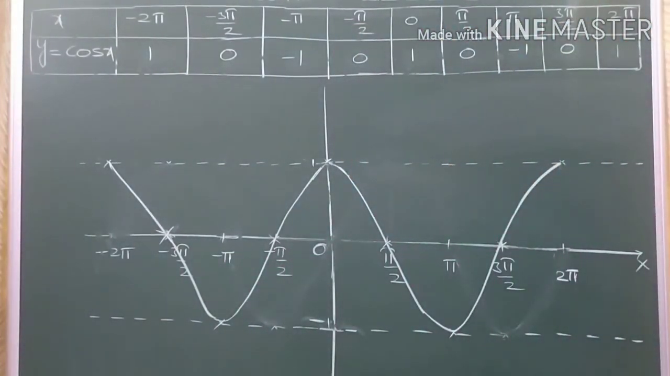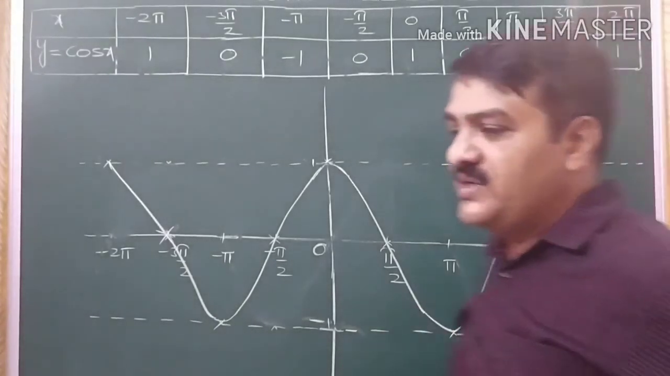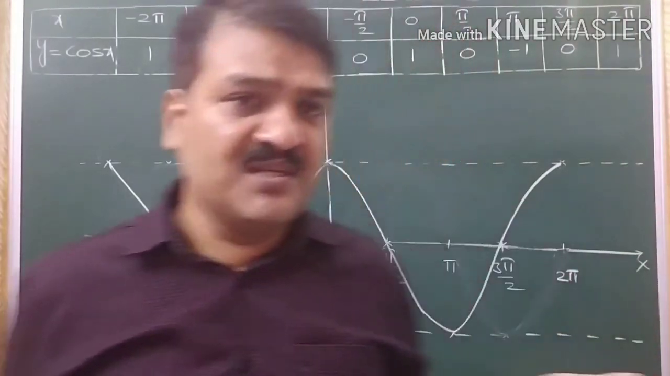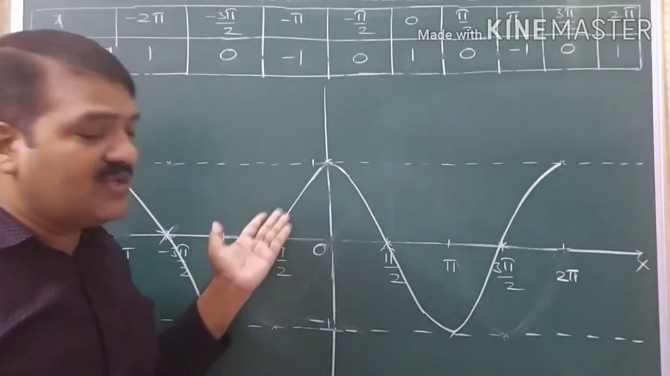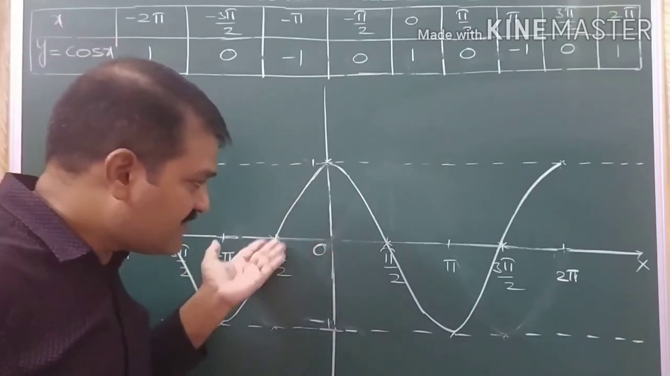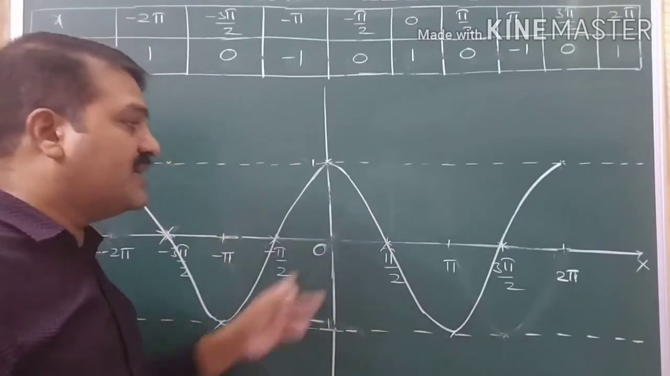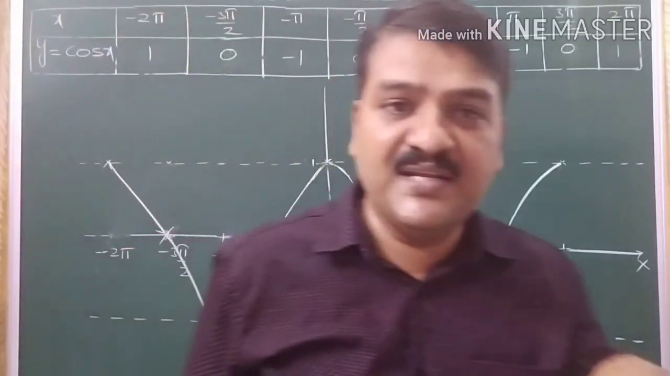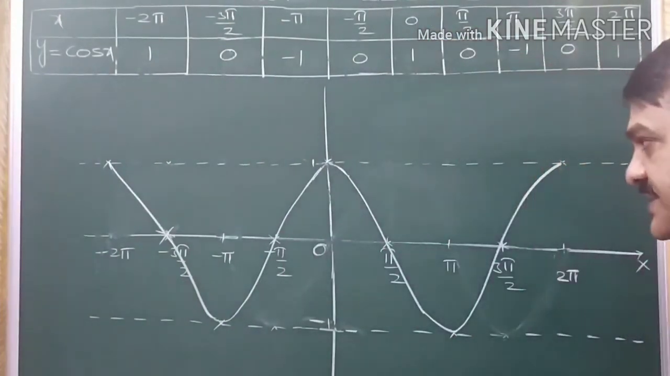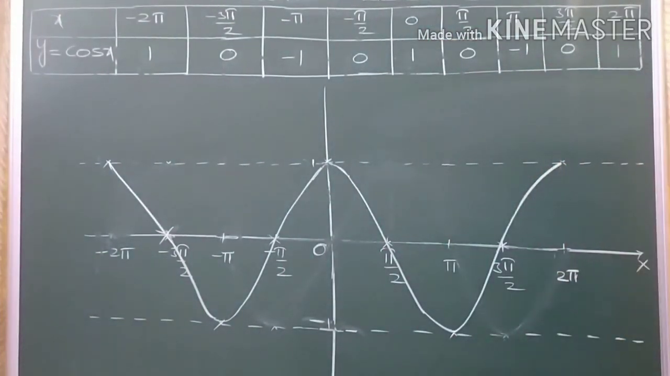So period of cos x, period of sin x, both are same. Period of cos x also we got 2 pi only, 2 pi radians or 360 degrees. Period of sin function also 2 pi. Period of cos function is also 2 pi. Both are repeating for every 2 pi radians or 360 degrees. Okay, so this is the basic information of graph of sin x and cos x.